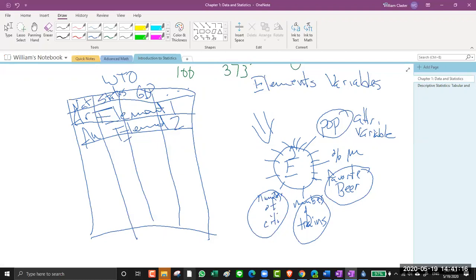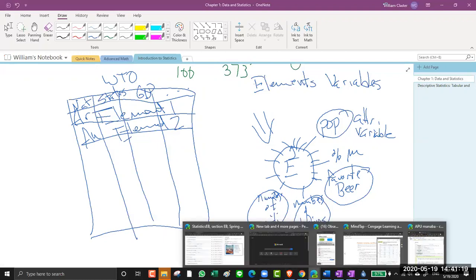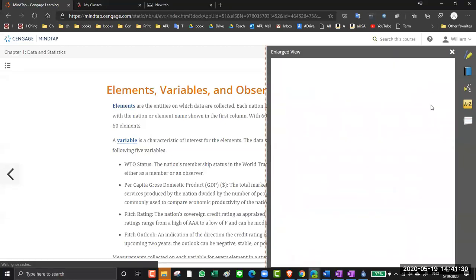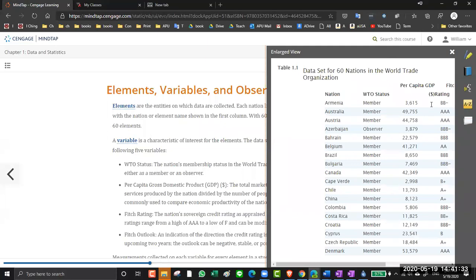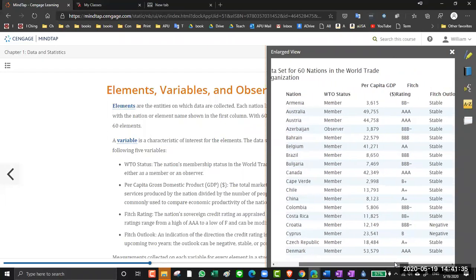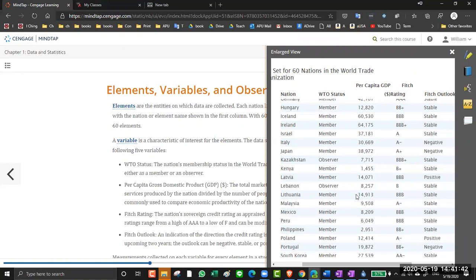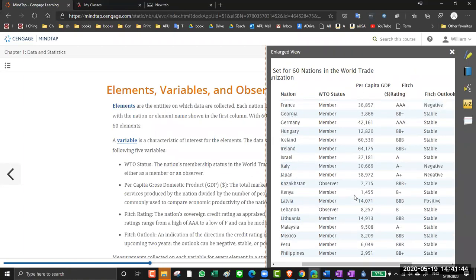Okay, let's go back to the book now. So here, what variables are we measuring in this data set? So like for example, let's go down to Japan. Okay, there's Japan. So what are we measuring about Japan? Which variables?